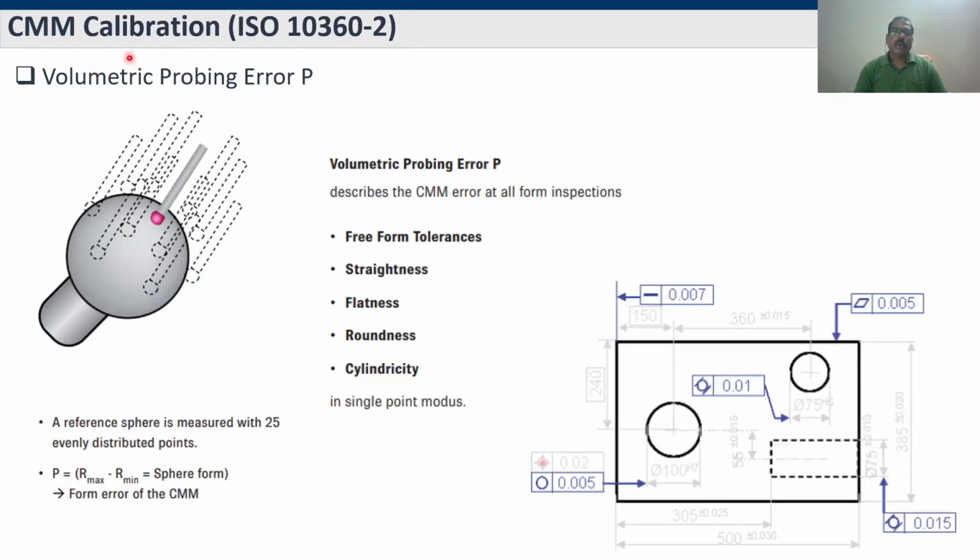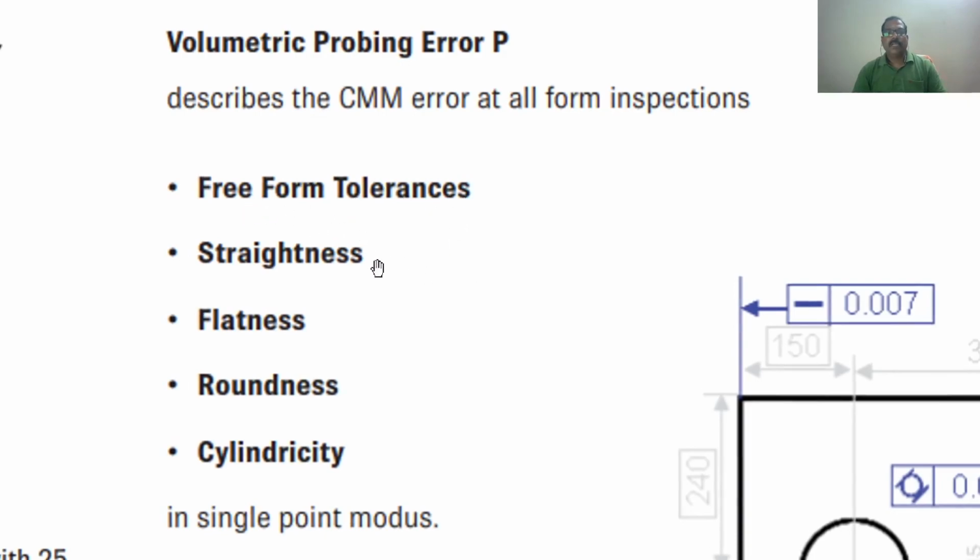Then volumetric probing error. What is the purpose of doing the volumetric probing error calculation? Previously we calculated the volumetric length measurement error. This is the probing error, for this probe. Using that, what are all the things we can inspect? Volumetric probing error P describes the CMM error in form inspection. What are the form inspections? Free form tolerance, straightness, flatness, roundness, cylindricity. Definitely we can measure dimensions, but form measurement is also possible from the CMM.